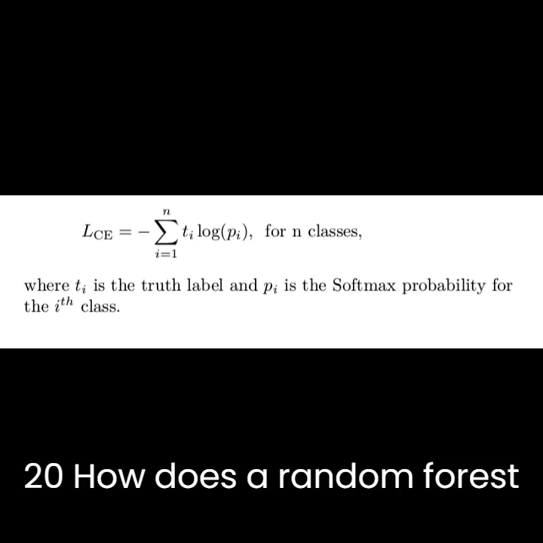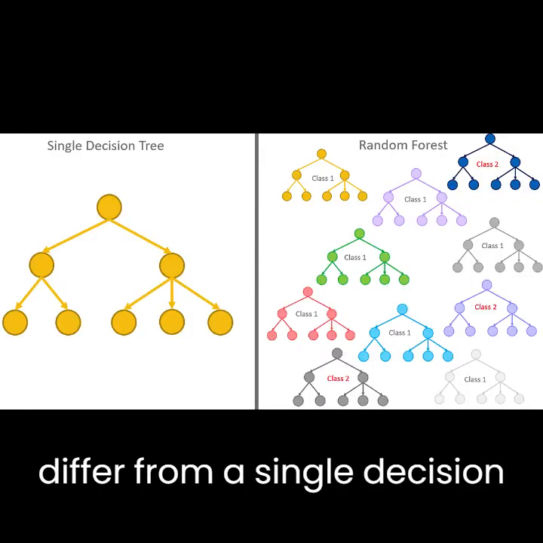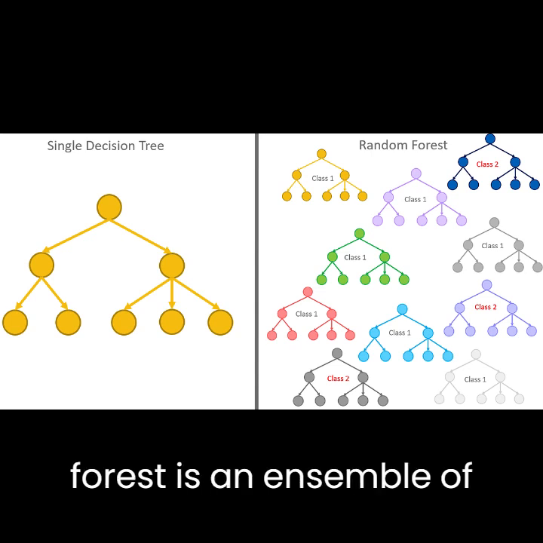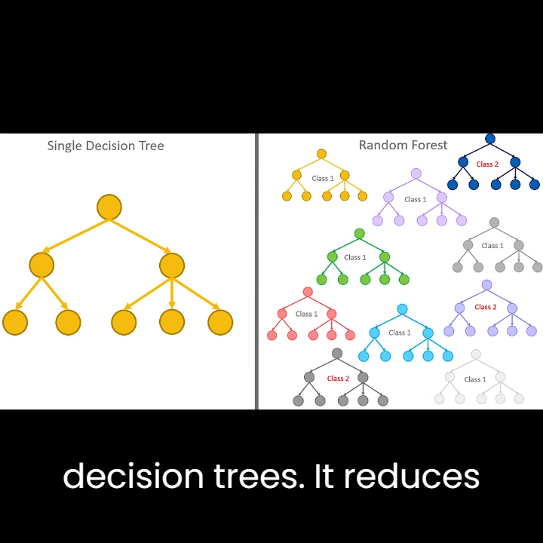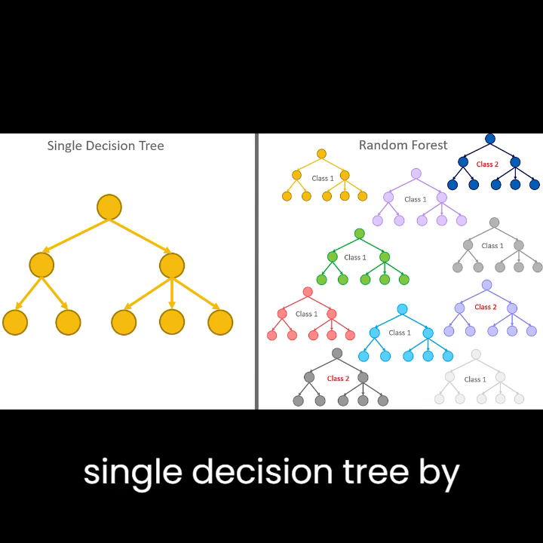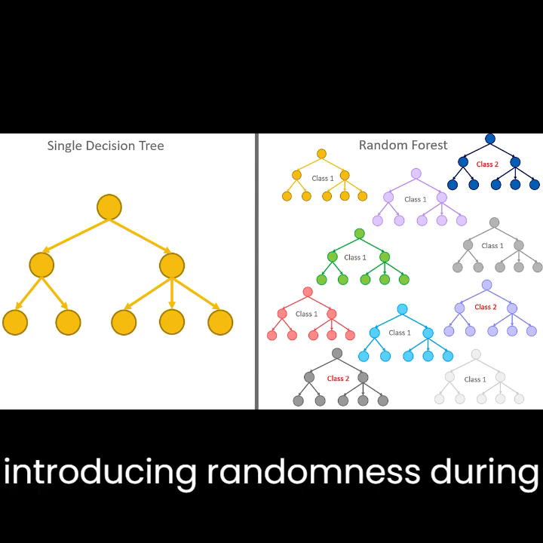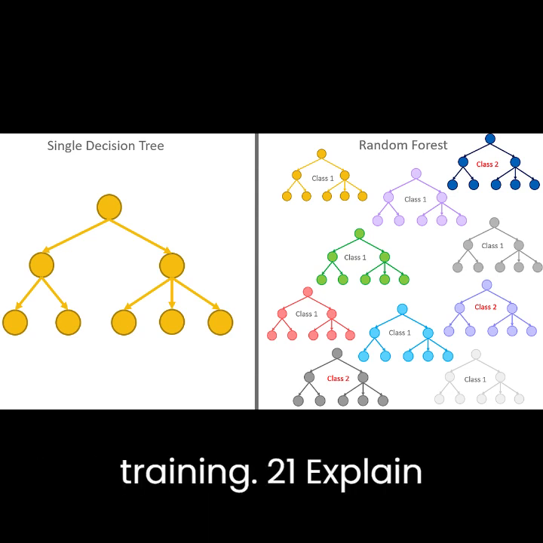20. How does a random forest differ from a single decision tree? Answer. A random forest is an ensemble of decision trees. It reduces overfitting compared to a single decision tree by averaging predictions from multiple trees and introducing randomness during training.